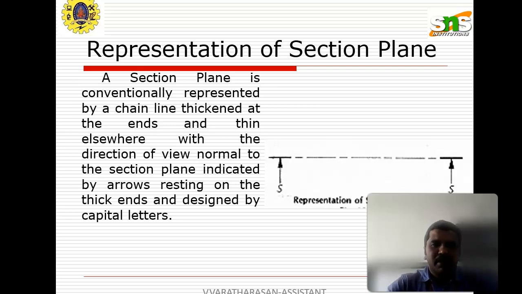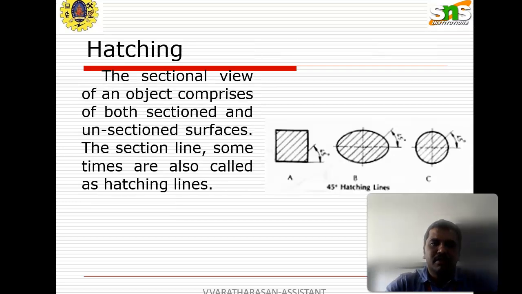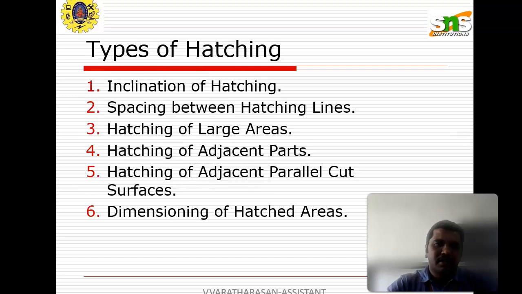We always represent the section using capital letters, where the first letter S is the representation of the sectional line. This slide shows how the hatching line is represented in the diagram. Normally we use a 45-degree hatching line as the sectional line. In any diagram in the computer and machine drawing subject, you can use the 45-degree lines. These are the hatching lines.